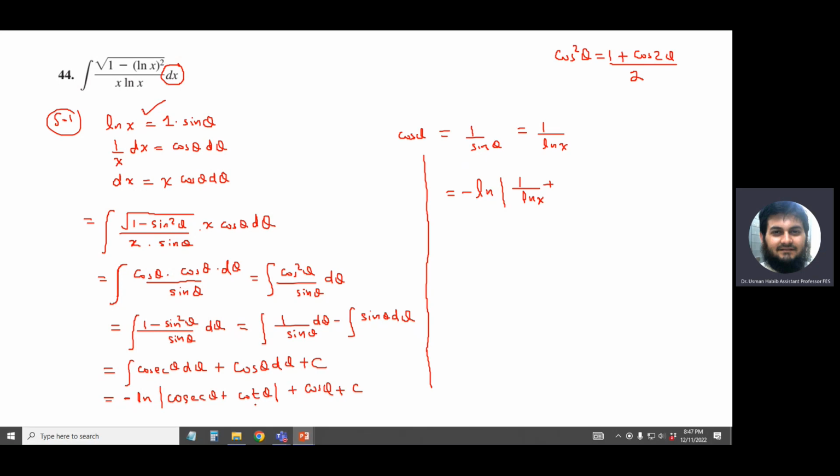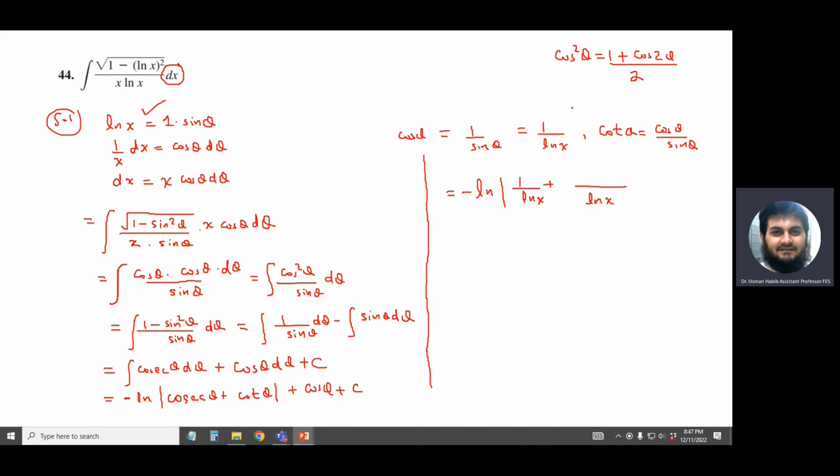For the cotangent, we know the cotangent is equal to cos over sine. The sine theta is again equal to the natural log of x. We know that. We did it in the first substitution. This is the only substitution that we made. So how are we going to forget that simple thing?